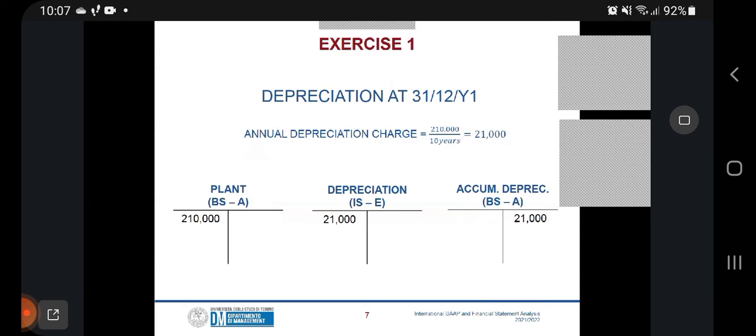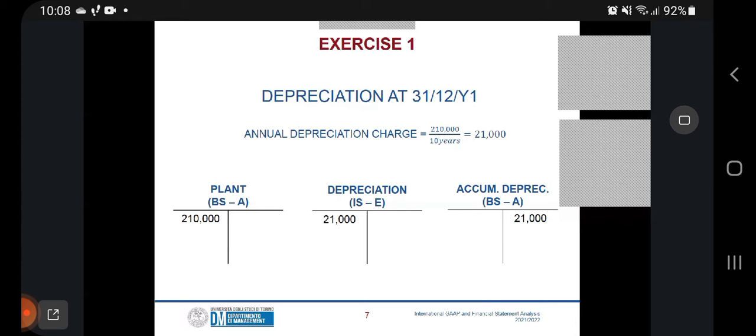After that, for each intangible and tangible asset, you have to identify the depreciation at 31st December year 1. So depreciation is like the consumption of the assets, and then in order to compute the annual depreciation charge for the first year, you have to do 210 out of the useful life. Historical cost out of useful life, 210,000 out of 10 years is equal to 21,000. This is the first depreciation charge for the first year.